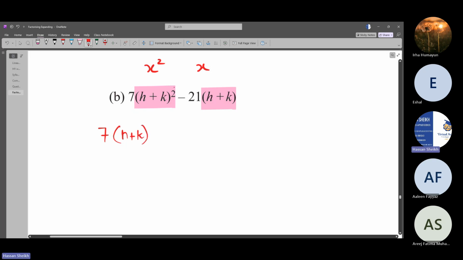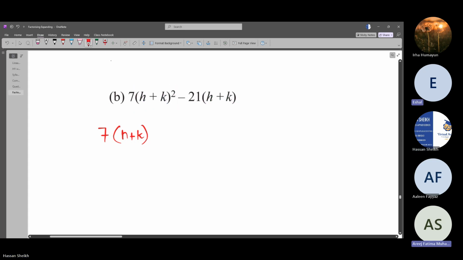Try to understand. We have h plus k squared and h plus k with the power 1. Just like sometimes we have x squared and x in the other term. When we have x squared and x in the terms, we take x common. Similarly, we have h plus k squared and h plus k, so we take h plus k common. Now tell me what are we left with?